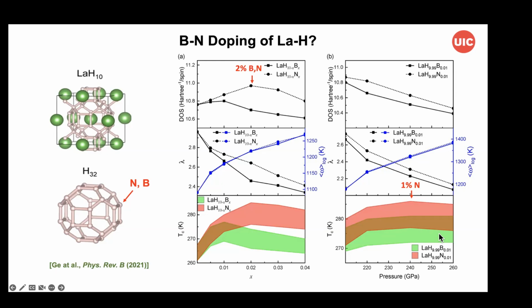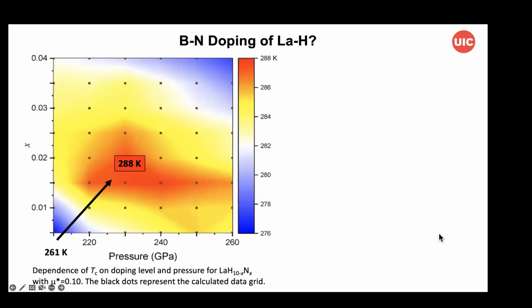In fact, the maximum for nitrogen doping was about 1% at 240 GPa. So we have this other plot now for the doping level versus the pressure, and we see the TC increasing, which is sort of calibrated at 260 Kelvin going up to 288 Kelvin. So in agreement with what we see experimentally, at least a consistency argument that perhaps we have boron or nitrogen doping. In this particular case, it's the nitrogen that's most dominant.